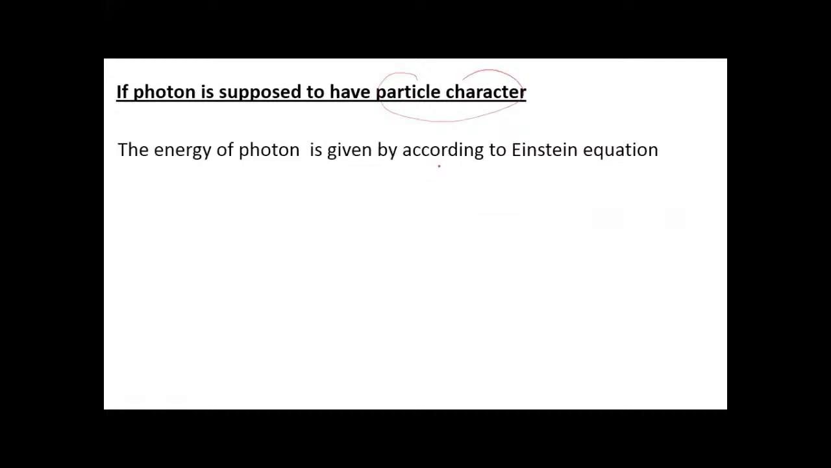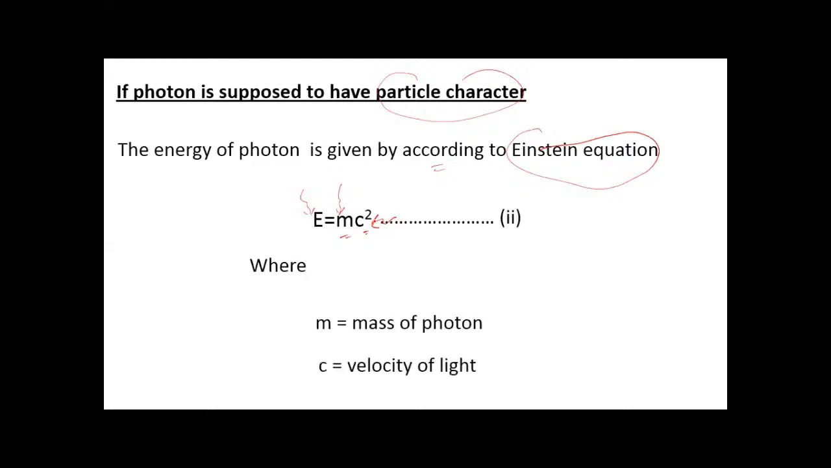If the photon is supposed to have particle character, the energy of the photon is given by the Einstein equation. Here E = mc², where E is energy, m is the mass of the photon, and c is the velocity of light. We consider it equation number 2.